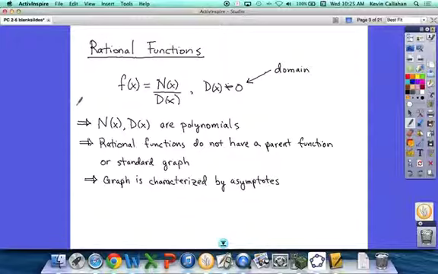Rational functions don't really have a parent function. Like pretty much most everything we've done up to now, really, you could have a parent function. And then we always talked about how it transforms by adding and subtracting numbers and putting minus signs in front. We don't do that with rational functions because their graphs are just too dissimilar. Their graphs are characterized by asymptotes, by vertical asymptotes, by horizontal asymptotes, by slant asymptotes. That's what we spend most of our time dealing with here.